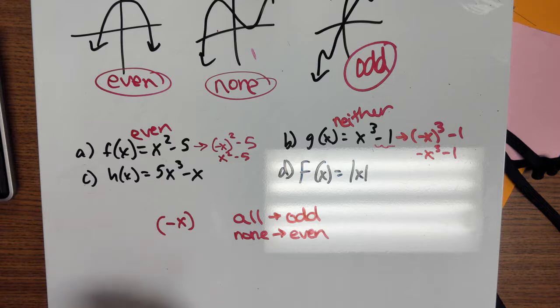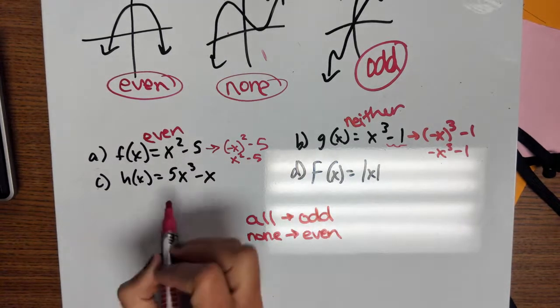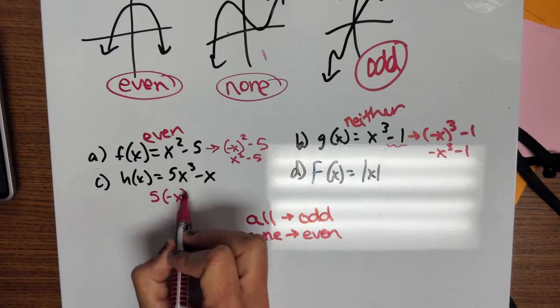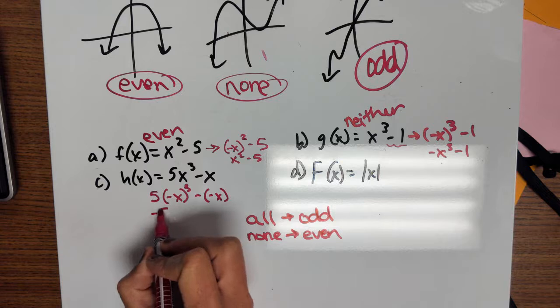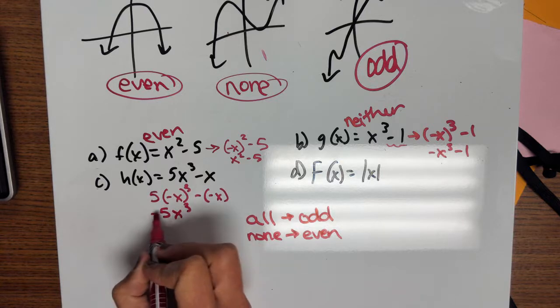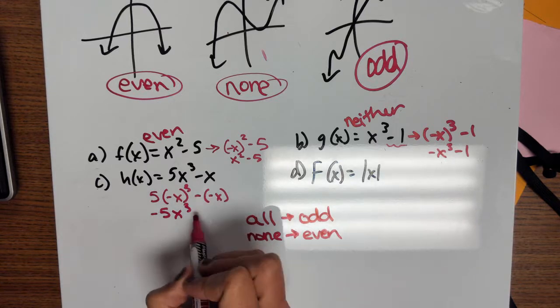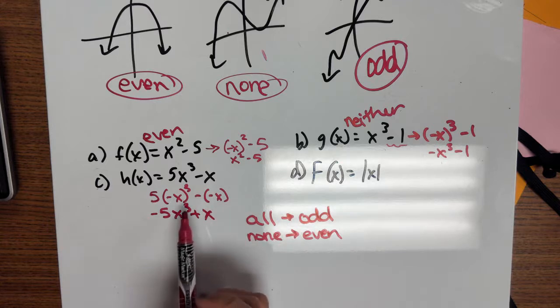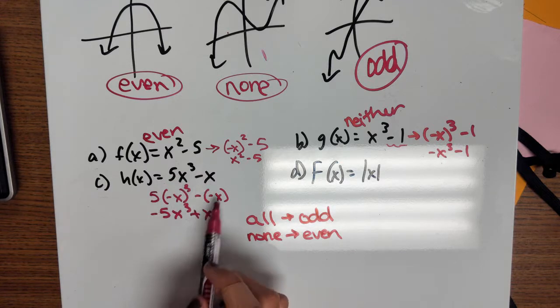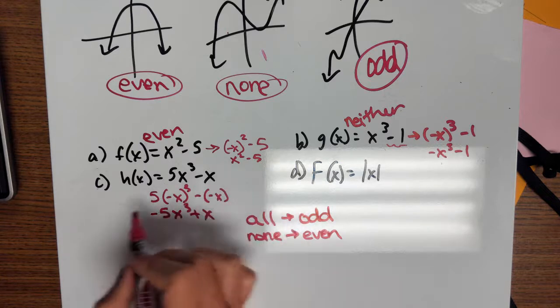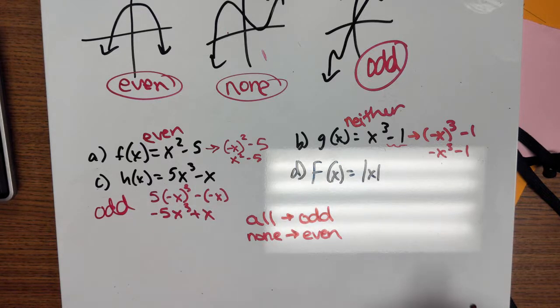If we go down, let me erase this right here, and we do letter C. I'm going to plug in a negative x cubed minus negative x. Negative x cubed becomes a negative, so I'm going to pull that negative out to the front. And then a negative times a negative is a positive. Now if we look at my original, we flip from positive to negative and negative to positive. This tells me all of the signs changed, so this would be an odd function.